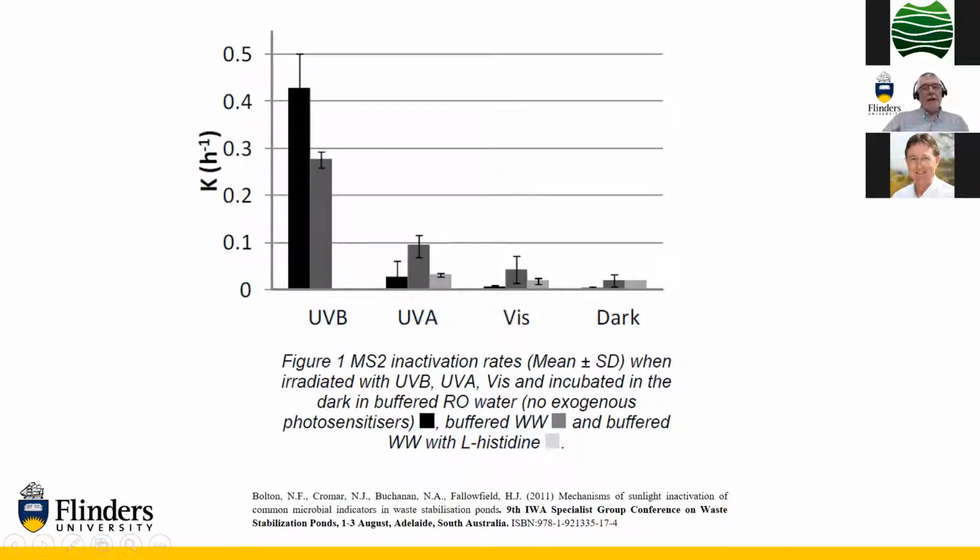And what we're showing here is that we've used a quencher, histidine, which quenches the reactive oxygen species. When we've got no quencher, with the reactive oxygen species and the photosensitizers, we get higher inactivation rates than when we've got the quencher that removes the reactive oxygen species. What we're showing here is these photosensitizers are present in wastewater and will increase the contribution of UVA to disinfection and also increase the effect of visible light as well. So there's a good mechanistic basis for why we have higher inactivation rates in high rate ponds compared to waste stabilization ponds.